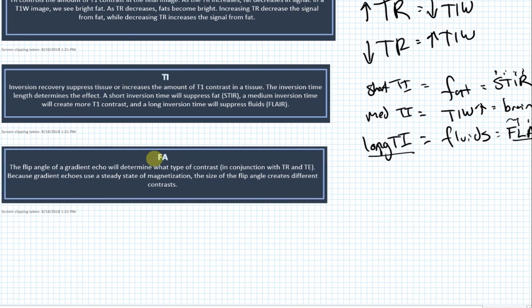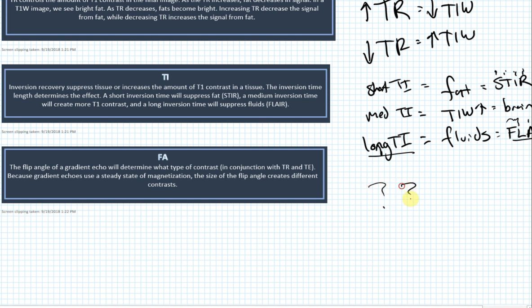Finally, we have the flip angle. The flip angle is much harder to define. We can't simply say a lesser flip angle gives us one type of contrast and a greater flip angle gives us another type of contrast. It's more a question of the flip angle for the gradient recalled echo combined with its TR and its TE will end up resulting in different types of contrast.